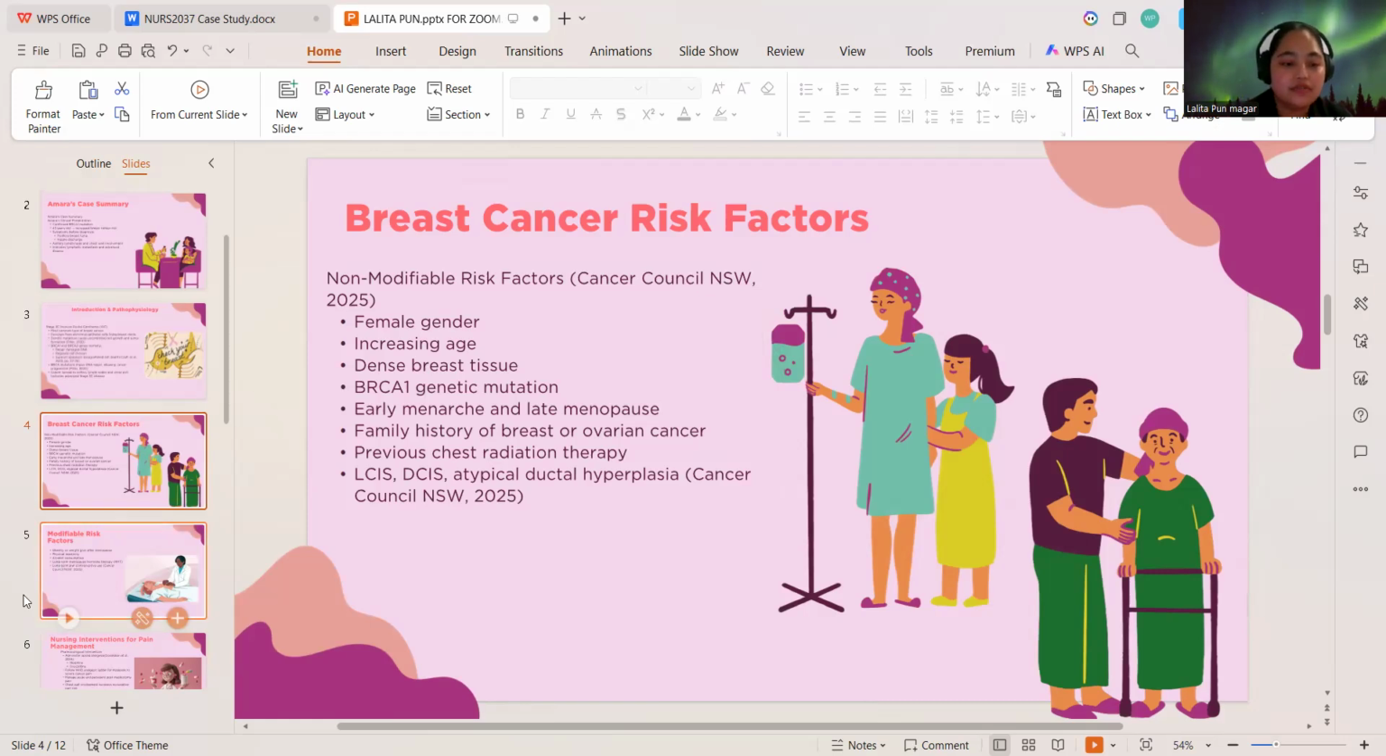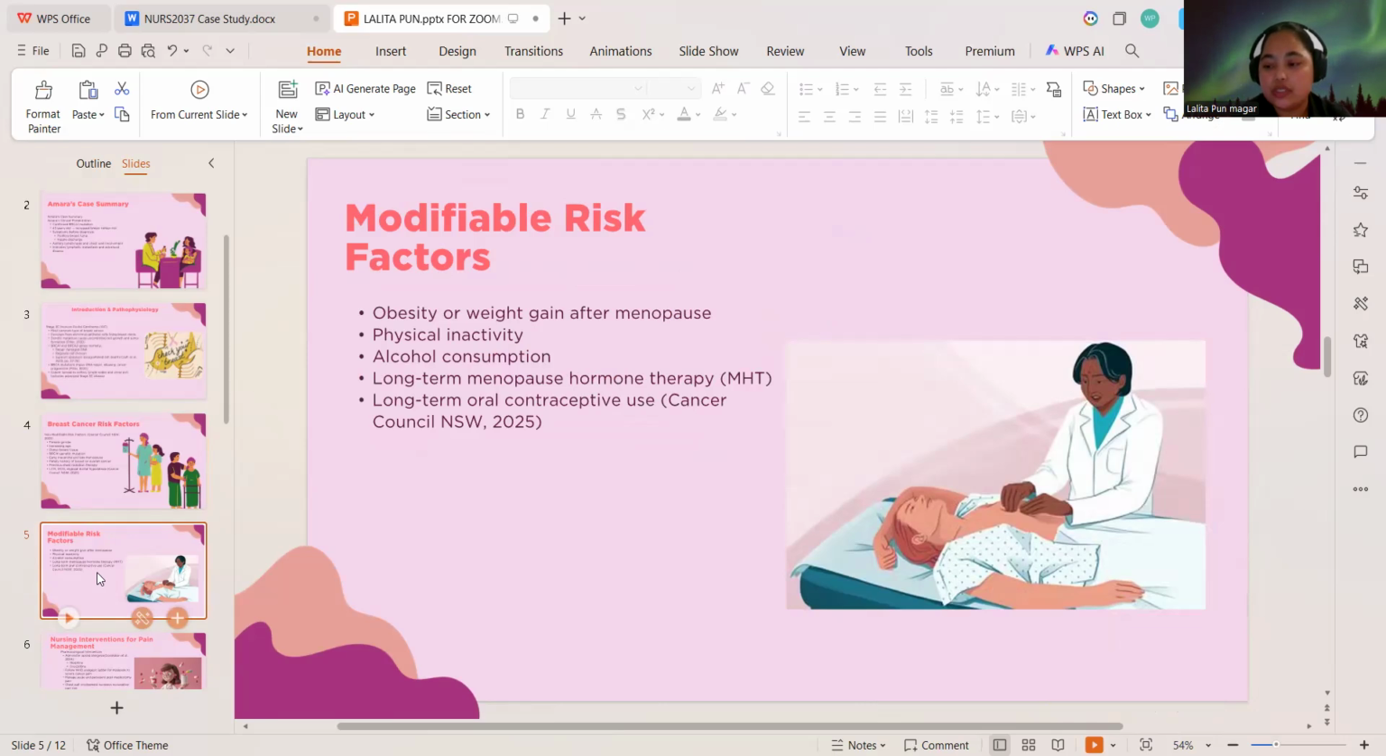And modifiable risk factors include overweight or gaining weight after menopause, physical inactivity, and alcohol consumption. So, long term use of menopause hormone therapy and oral contraceptive may also slightly increase the risk. And Amara's confirmed BRCA1 mutation is a major contributing factor. At 43 years, she is also in a higher risk age group. She reported a painless breast lump and nipple discharge prior to diagnosis.